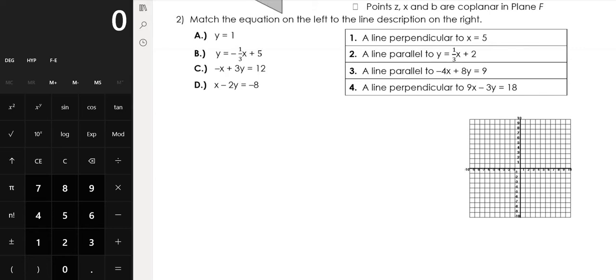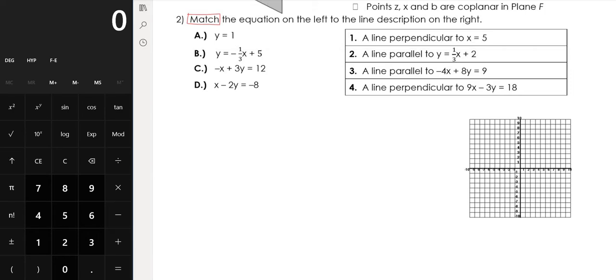Match the equation on the left to the line description on the right. So in this question, what we're doing is we're matching. Match the equations on the left with the line descriptions on the right. Okay, look at our choices for A, B, C, and D. For A, we have the equation y equals 1. B, y equals negative 1/3 x plus 5. C, negative x plus 3y equals 12. And D, x minus 2y equals negative 8.